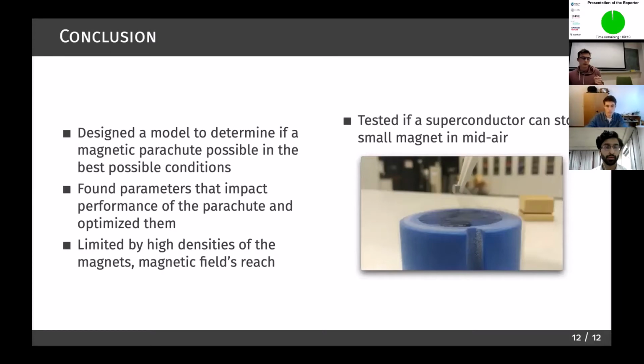Now it's limited by the fact that the conductivity of the plates is finite, and we also were able to test if a superconductor can stop a very small magnet in midair, and we found it to be possible. Sadly, I cannot show the video right now. So thank you. Thank you very much.